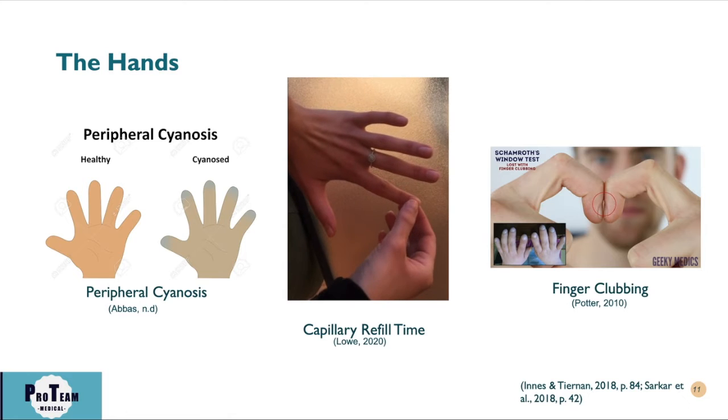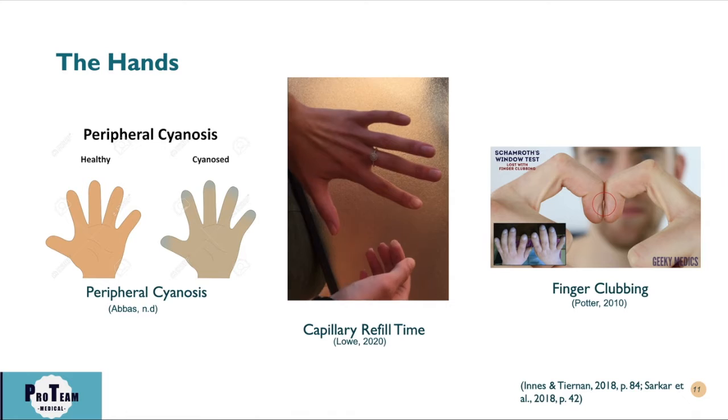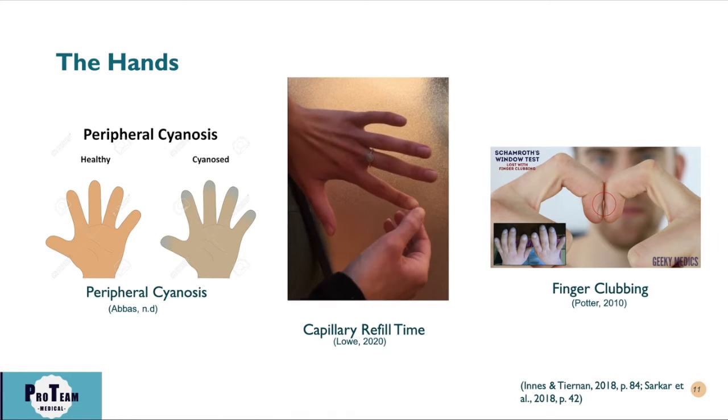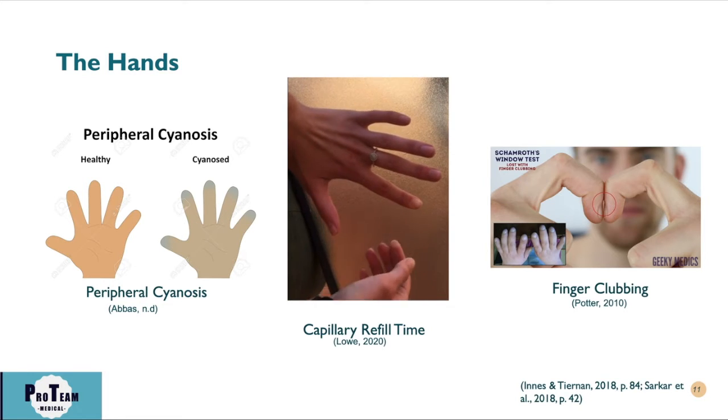Hands and arms. When assessing the top side of their hands, look for signs of peripheral cyanosis, which indicates hypoxia, capillary refill time, and finger clubbing. This occurs in COPD when the body has a chronic oxygen insufficiency, causing poor peripheral oxygenation. Finger clubbing may indicate bronchiectasis, lung cancer, or pulmonary fibrosis.